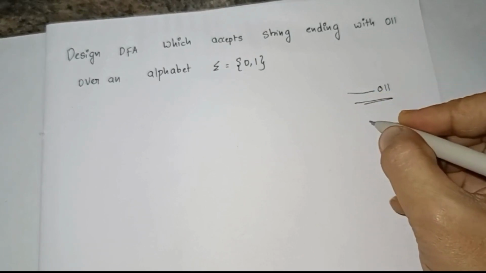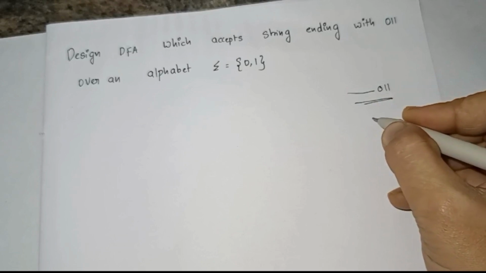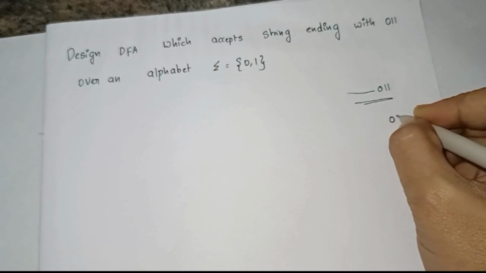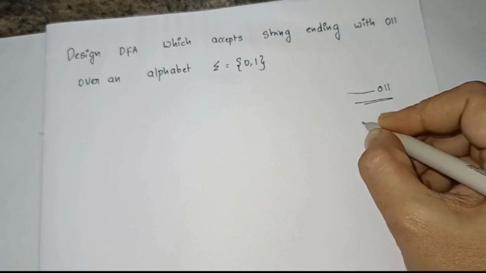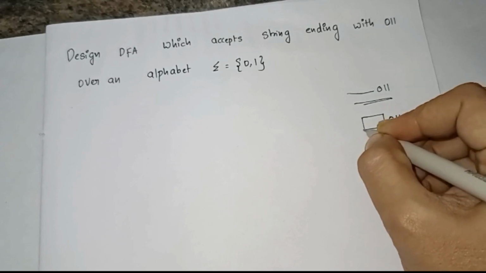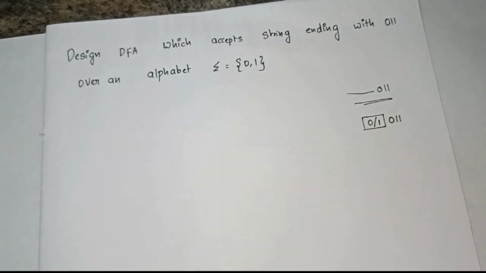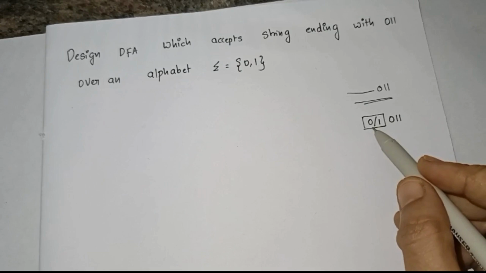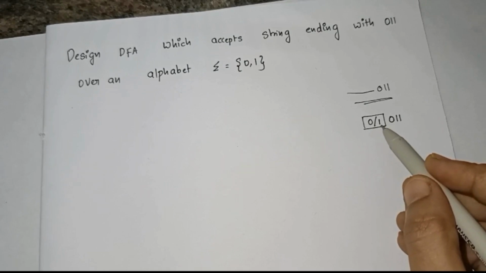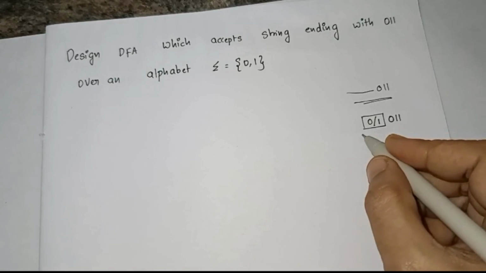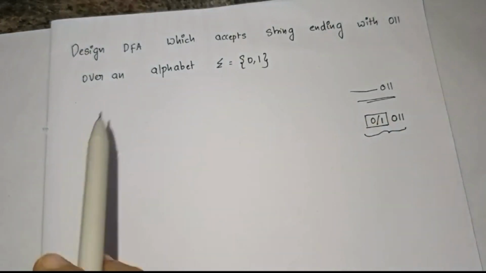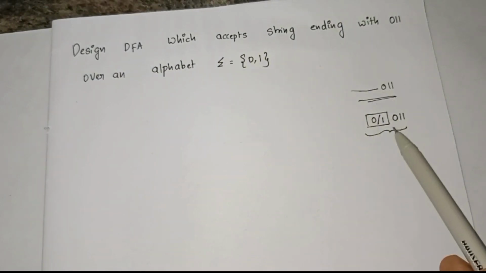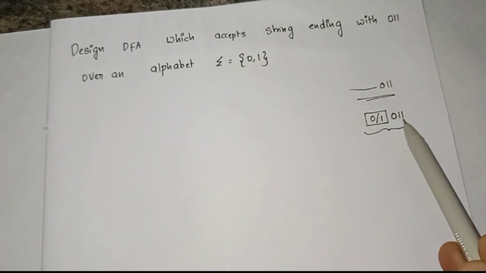So the basic string, according to our discussion in the earlier videos, we have already discussed that a string ending with 0, 1, 1 means 0, 1, 1 will be at the end. Before that we can have any number of zeros or ones. So the ending should be 0, 1, 1. The question says, design a DFA which accepts the string ending with 0, 1, 1.